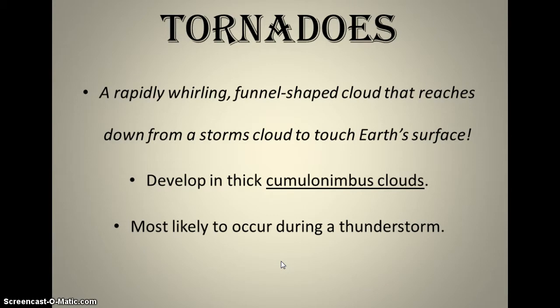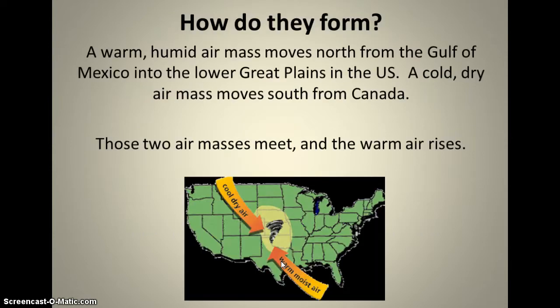Usually, they develop in thick cumulonimbus clouds. They are most likely to occur during a thunderstorm. It is actually really rare to see a tornado without a thunderstorm previously coming through an area. So how do they form?